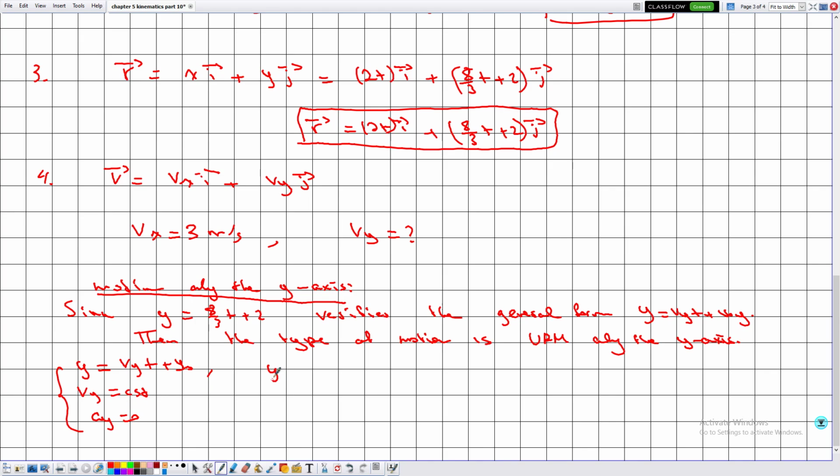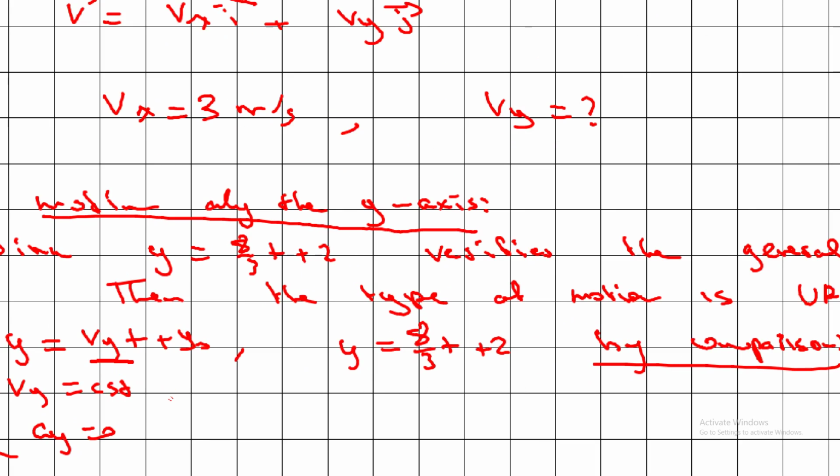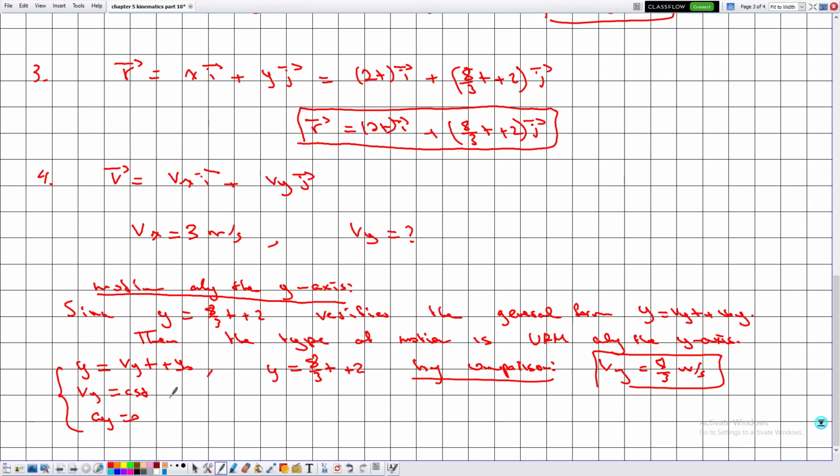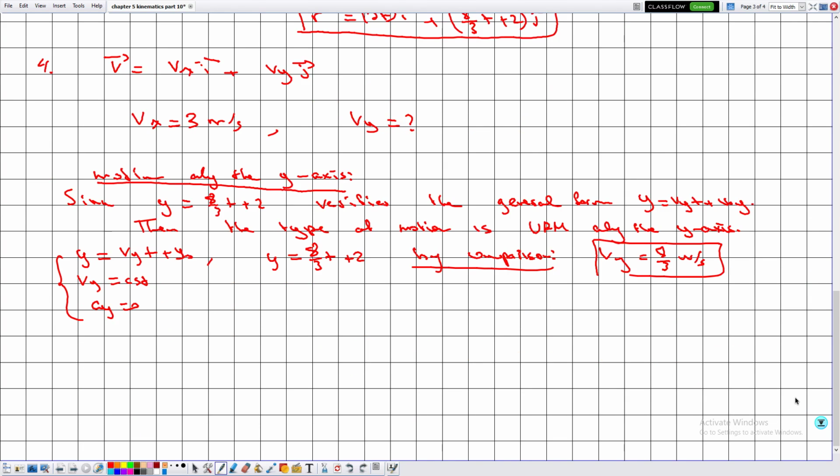We have that y is equal to (8/3)t plus 2. Then by comparison we get that vy is equal to 8/3 meters per second, comparing linear terms in both members, this with this. So now in this case vy is 8/3 meters per second, and the velocity is given by 3i plus (8/3)j.